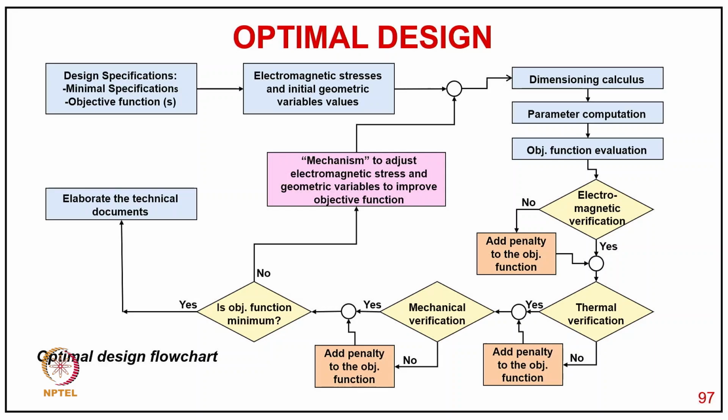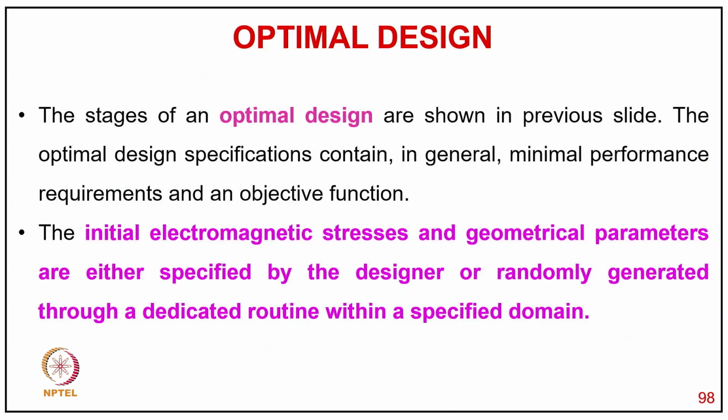And then we check whether the objective function is minimum. If yes, go to elaborate the design document or design sheet. If no, then you have to go back to adjust the electromagnetic stresses and geometrical variables to improve the objective function. So this is the process, you can call it an example, of the optimal design flow chart.